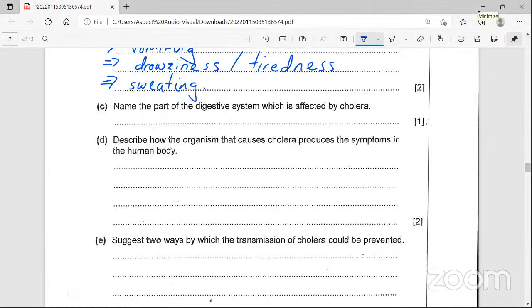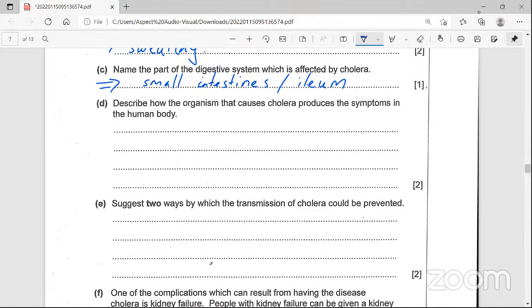Name the part of the digestive system which is affected by cholera. The small intestine. Yes, correct. Right. And then you can be even more specific. It'll be the ileum. Correct. Now, D, describe how the organism that causes cholera produces the symptoms in the human body.